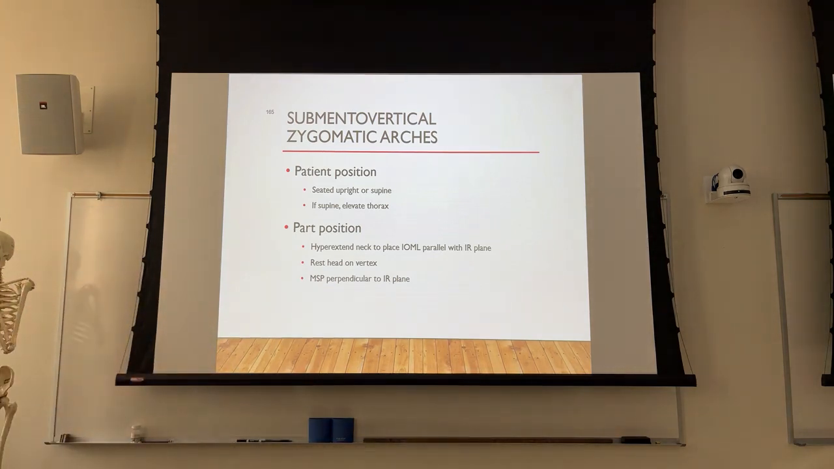Now I do want to show you something that's a little bit confusing in the textbook. Here we go, tangential projection, on page 77. So it says, hyperextend the patient's neck and rest the head on its vertex. Adjust the position of the patient's head so that the IOML is as parallel as possible with the plane of the image receptor, just like the SMV that we talked about before. We just did that. Rotate the mid-sagittal plane of the head approximately 15 degrees toward the side being examined. Then it says, tilt the top of the head approximately 15 degrees away from the side being examined.